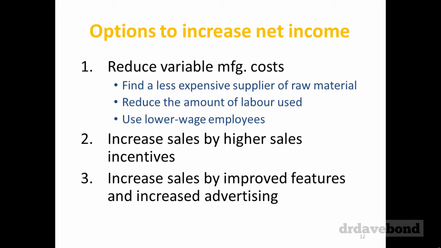You could try to boost sales by increasing your variable cost per unit by putting in sales commissions, so your sales force is more incentivized to go out and sell. So you're going to increase your variable cost per unit, so you're going to make less per unit, but you may sell more units. So you need to look at where the sweet spot is there.